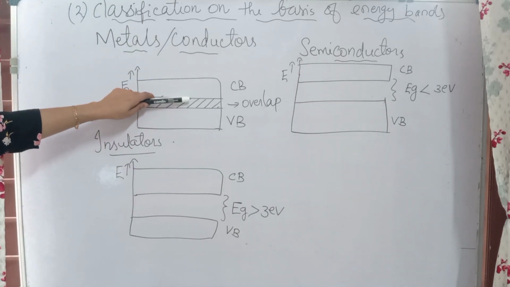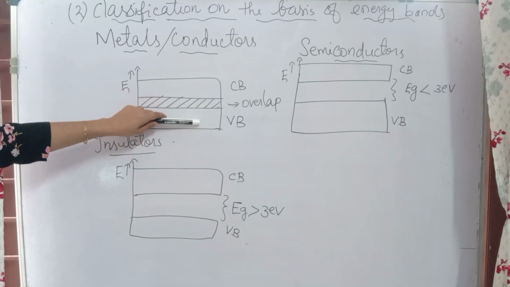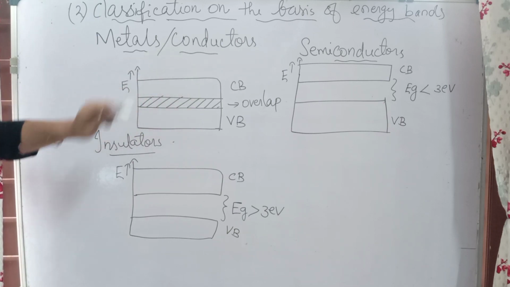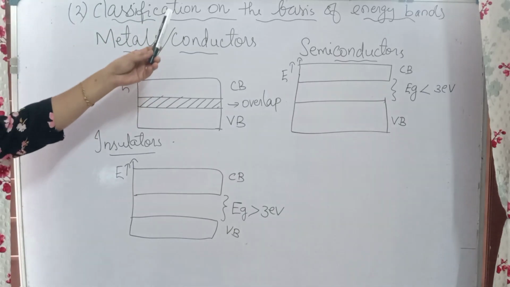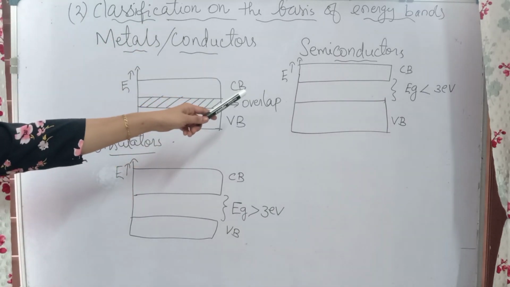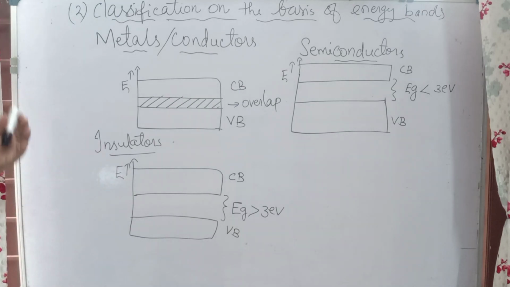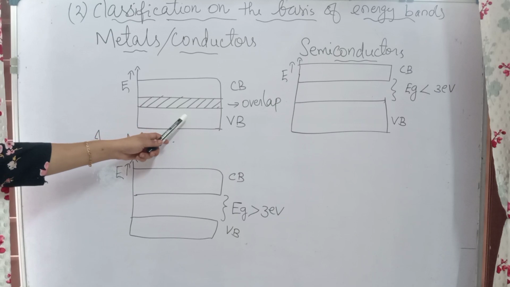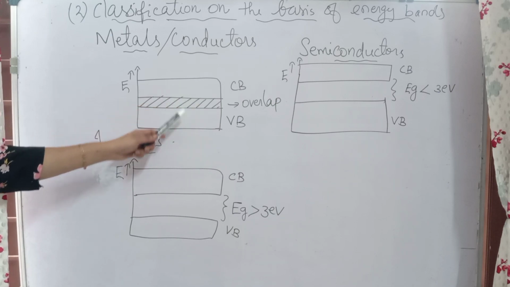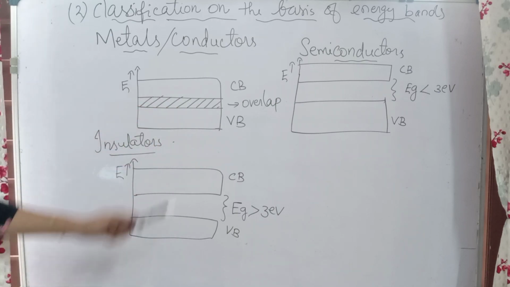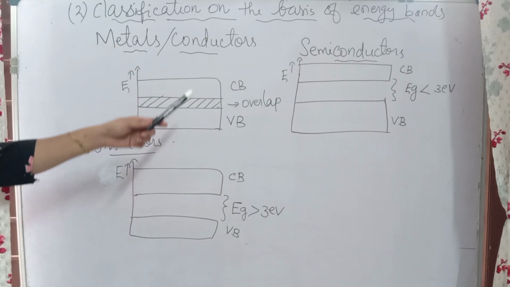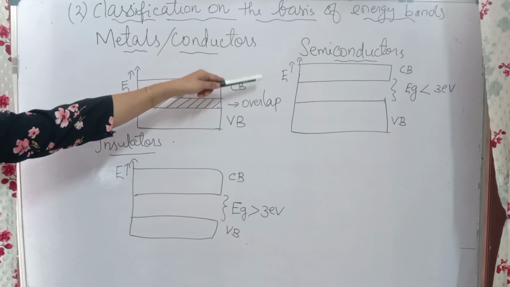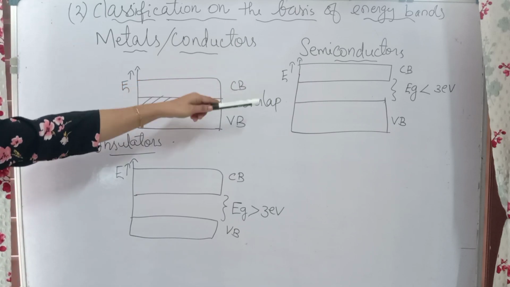Here there is no energy needed to move the electrons from valence band to conduction band. So it will easily conduct. That is the peculiarity of metals or conductors. So this diagram you have to understand, and then it will be easy to remember these 3 classifications. Here the valence band and conduction band both will overlap. Clear?